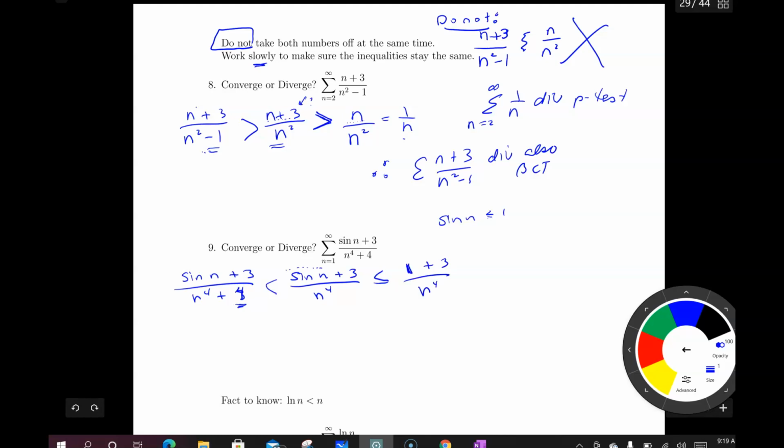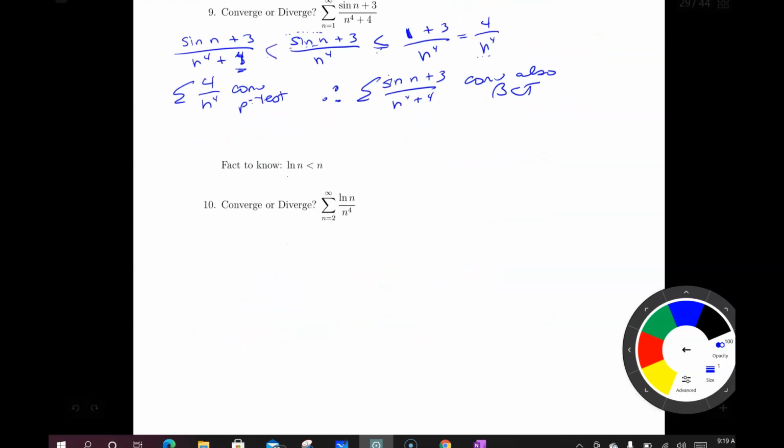Right? Replace sine of n with 1, sine of n less than or equal to 1, and then this gives me 4 over n to the 4th. This is good. I have the inequalities in the same direction, and I know that 4 over n to the 4th converges by p-test. So therefore, I get the smaller one converges also by basic comparison test.